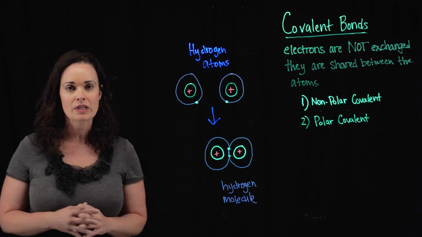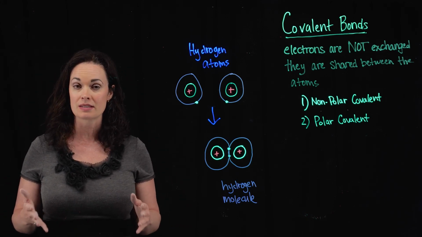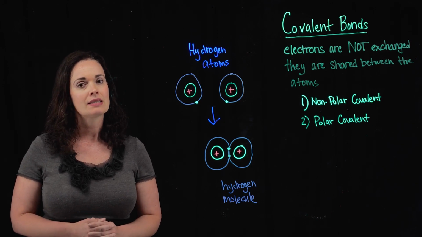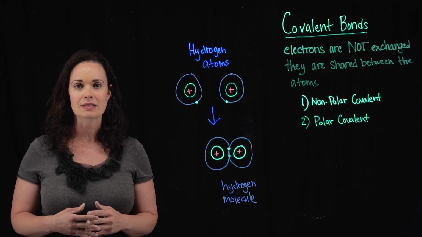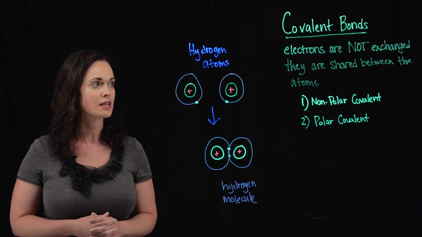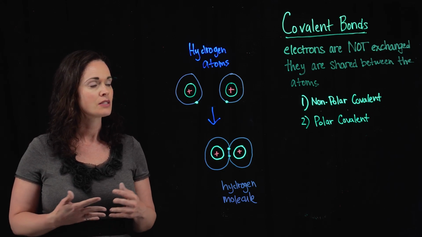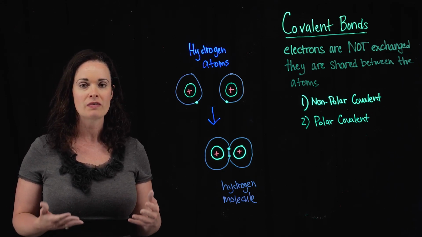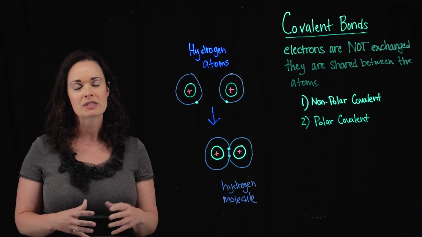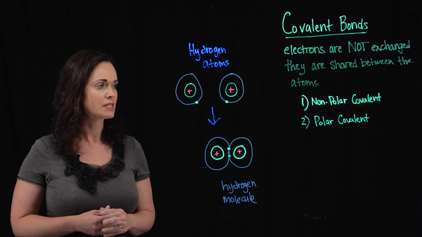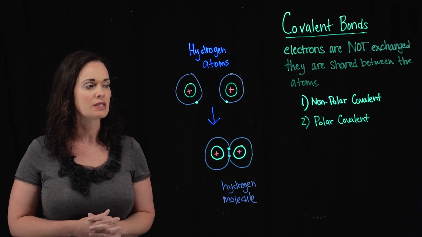What we're going to do with this video is we're going to talk about covalent bonds. So a covalent bond is different from an ionic bond in that the electrons are not exchanged, but what we see happening instead is the atoms are actually going to share those electrons. There are a couple different subtypes of covalent bonds. So in a nonpolar covalent bond, the electrons are shared absolutely equally. One has them 50% of the time, the other one has them 50% of the time. And that's the type of covalent bond that we're going to focus on with this video.